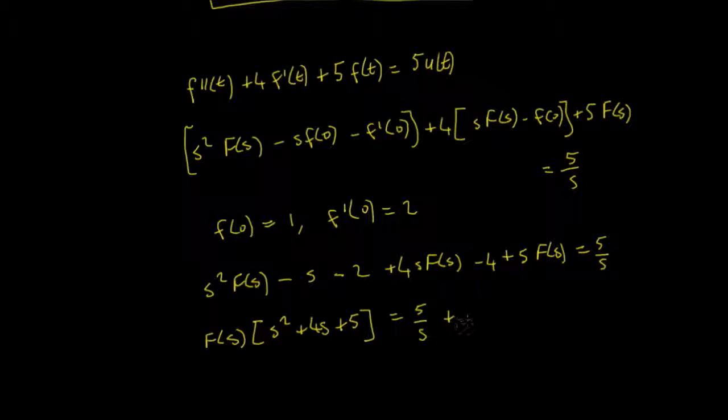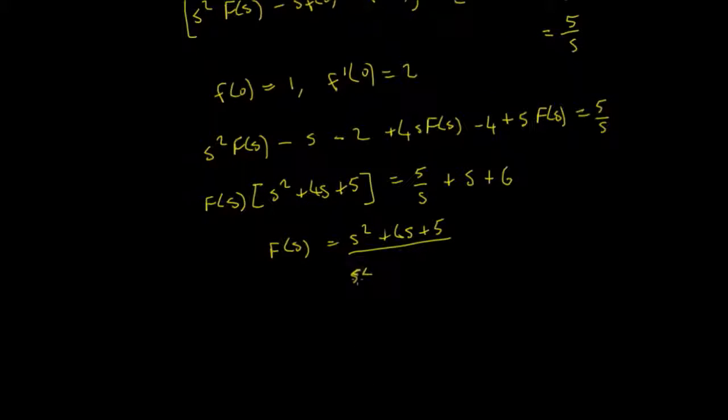plus our s, is that s? Yep, plus 6. Right, okay, and then you can take that down, and if you multiply top line and bottom line by s, you could end up with F(s) equals s squared plus 6s plus 5 all upon s times s squared plus 4s plus 5.